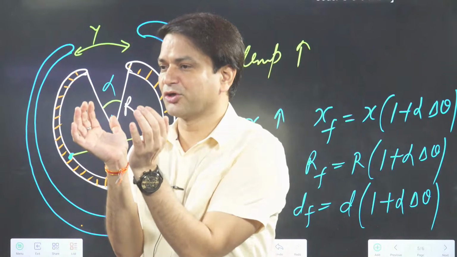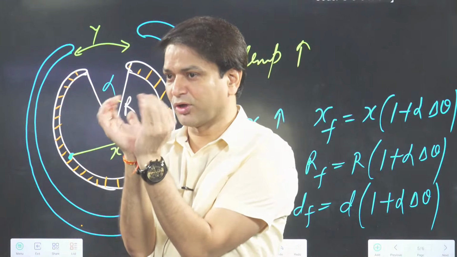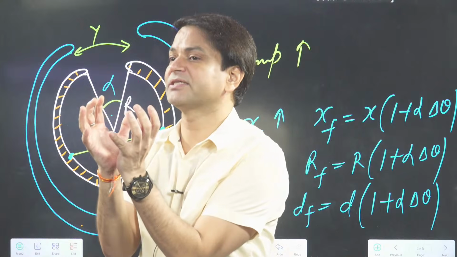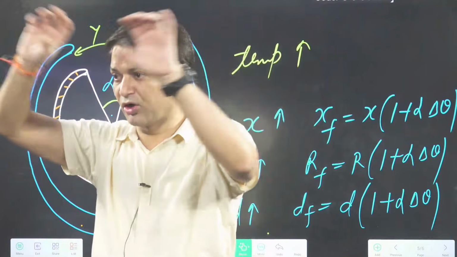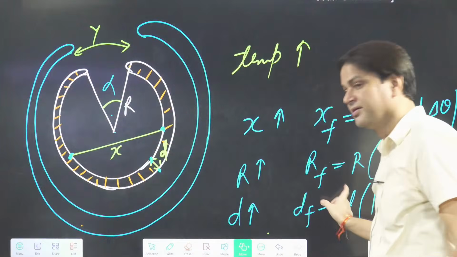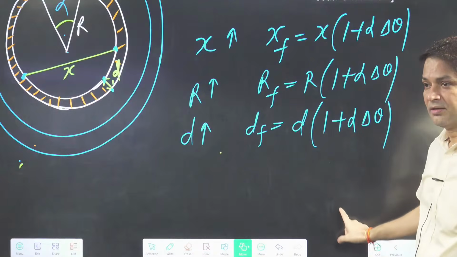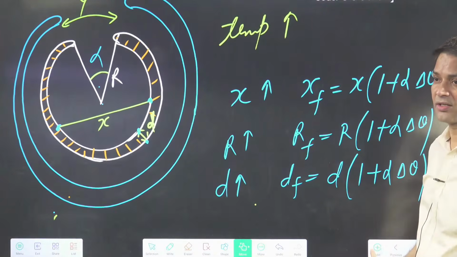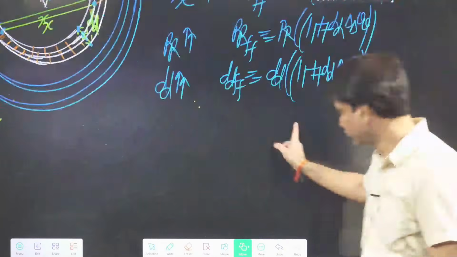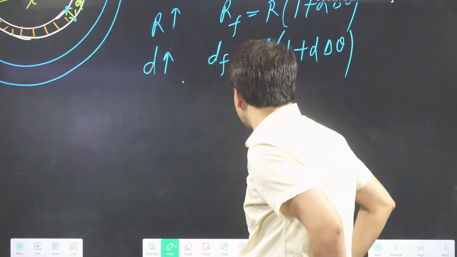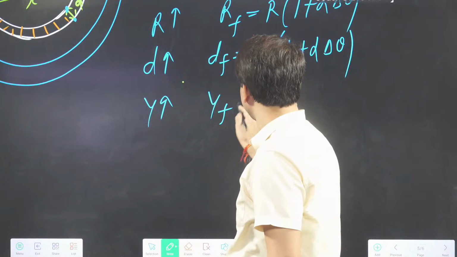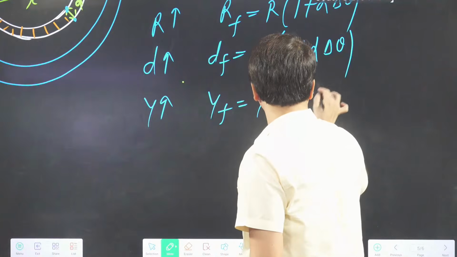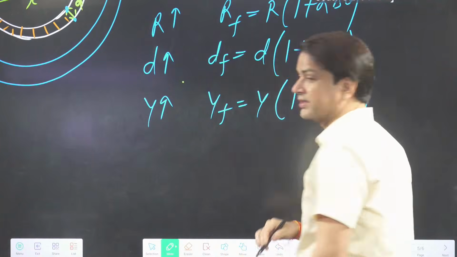Who is saying decrease or something? They are thinking that it will go like this. But it is expansion, means the whole size increases, means it is like this. So Y will also increase. Everybody got? Okay, so Y also increases. Y final, it is a linear dimension, I can say Y into 1 plus alpha delta theta.